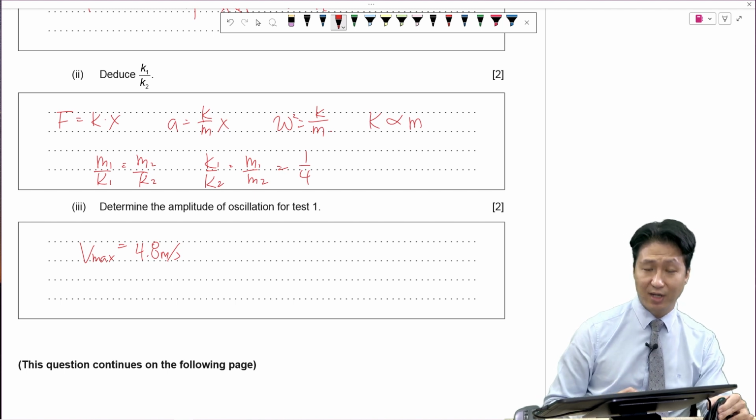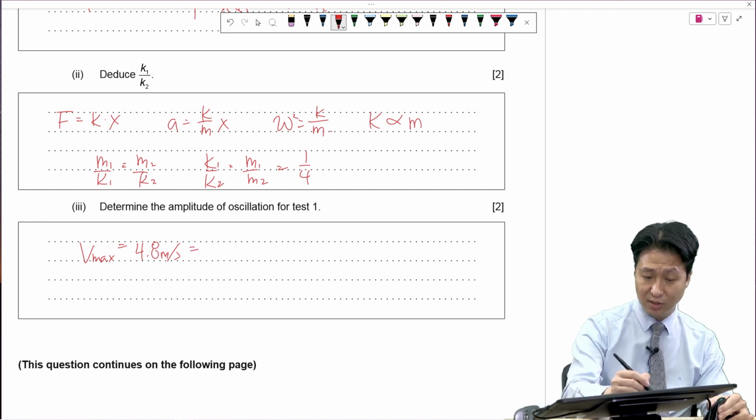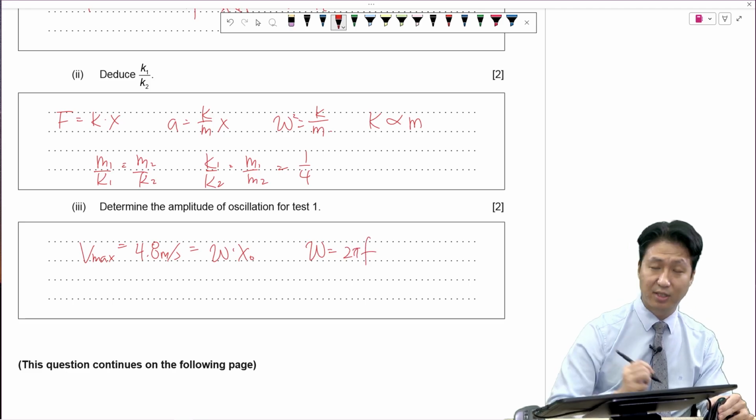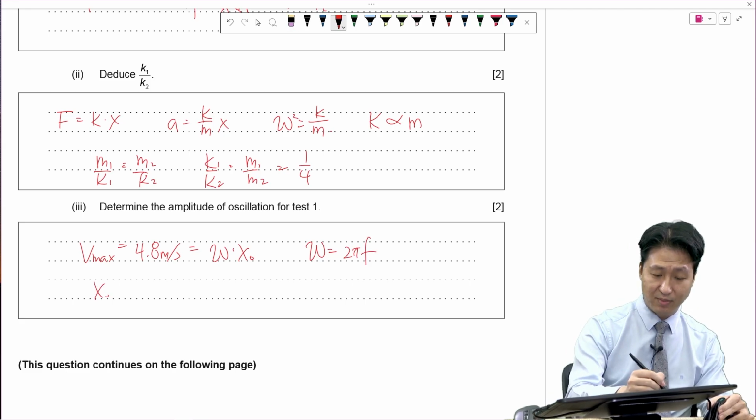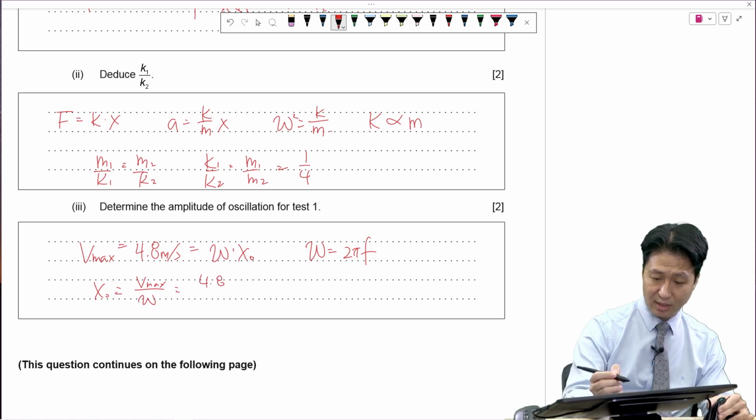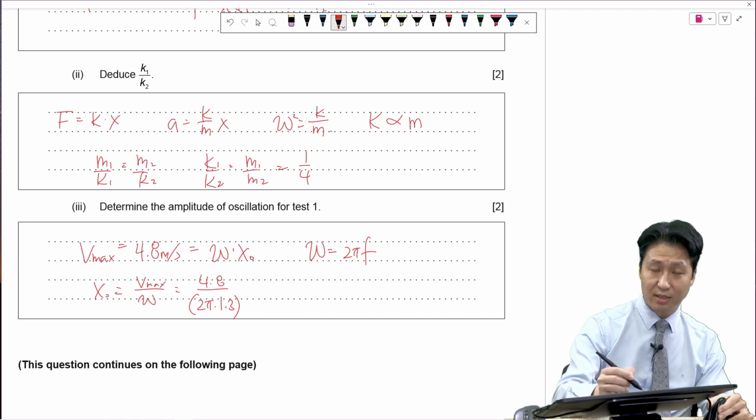And the reason we use the maximum velocity is because the maximum velocity should equal the angular velocity times the amplitude. And we know the angular velocity, because the angular velocity is 2 pi times the frequency. Therefore, the amplitude, which is the maximum velocity over the angular velocity, would equal 4.8 divided by 2 pi times 1.3. And this simply gives us approximately 0.61.